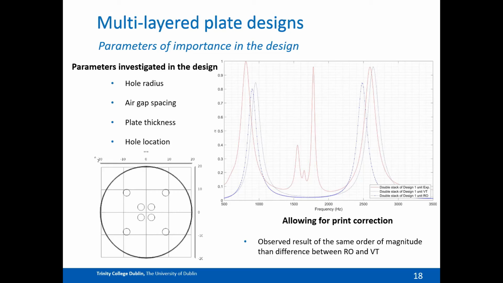You've got some vibroacoustic coupling as well, which wasn't reproduced. You observe the same magnitude difference between using a reduced order model, viscothermal model, and allowing for some sort of print correction between your layer heights. So there was a print correction put on of 0.25 on the pores. And with FDM printing, usually your holes are slightly undersized.